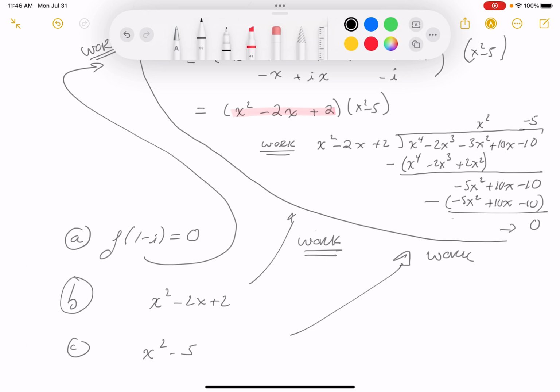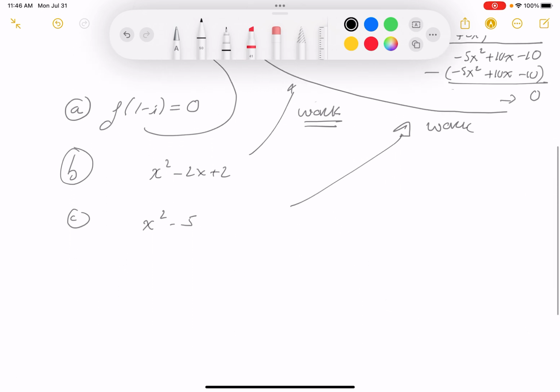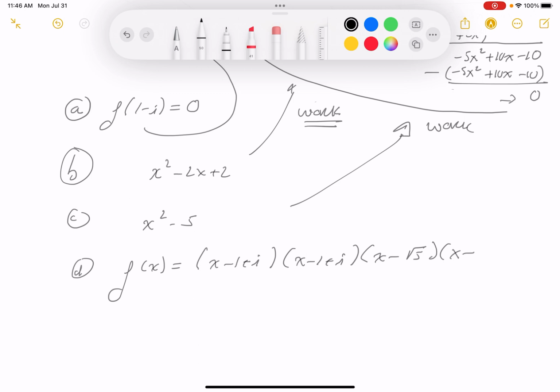Next is verify the factorization of f of x is a certain thing. Well, let's write that down. Let's see, D. They claim the factorization is x minus 1 plus i, x minus 1 minus i, and then x minus root 5, x plus root 5. Now granted, what we did above really is a justification of it, but I'm actually going to go through it again, all right?